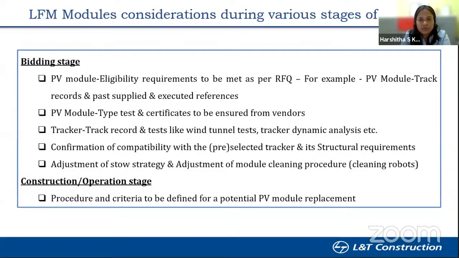So apart from that, when we start the bidding process, another key criterion, especially in the Middle East region, is that many times there are certain eligibility requirements or PQ requirements in the tender which we need to follow in terms of the PV modules as well as other equipment which need to incorporate these PV modules, like tracker. So what is the PV module track record, past supplied, certain references. So that also puts a limit on what kind of wattage size we can select for the particular project.